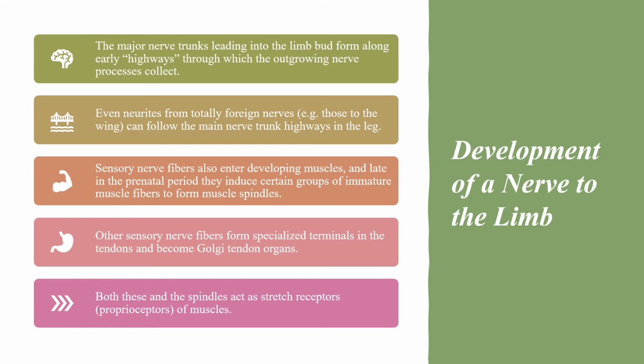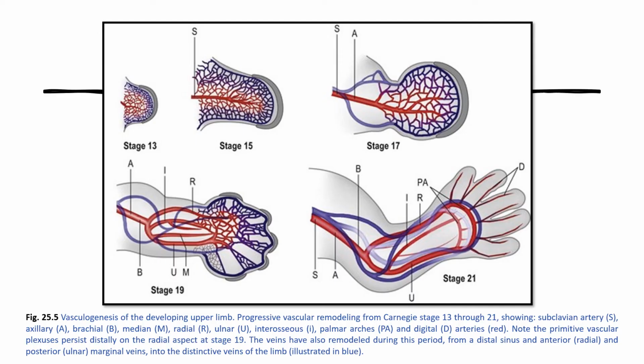So sensory nerve fibers also enter developing muscles late in the prenatal period, and they induce certain groups of immature muscle fibers to form muscle spindles. So other sensory nerve fibers form specialized terminals in the tendons and become Golgi tendon organs, and both this and the spindles act as stretch receptors or proprioceptors of the muscles. Okay? So in here we have an example.